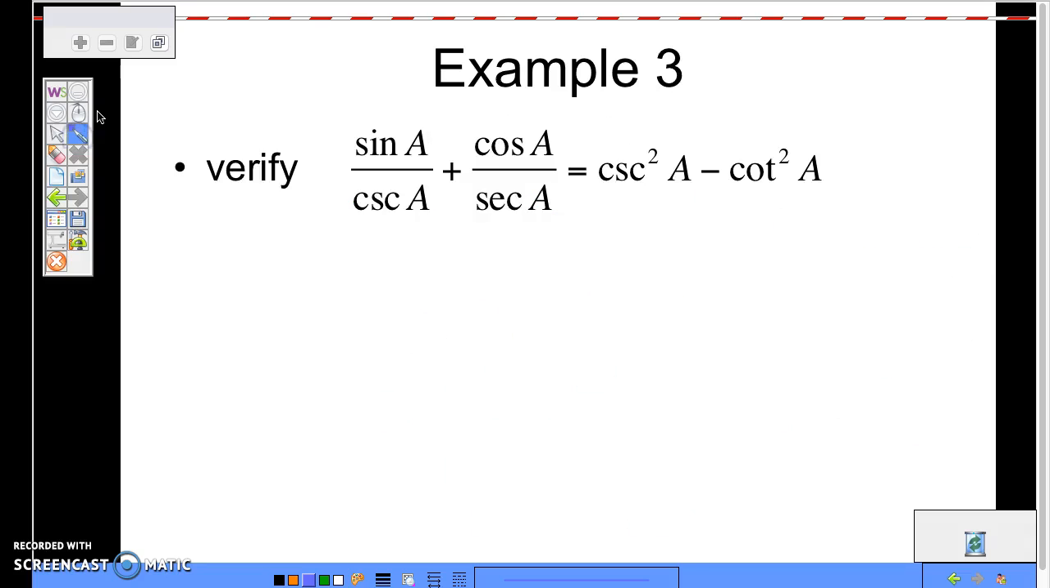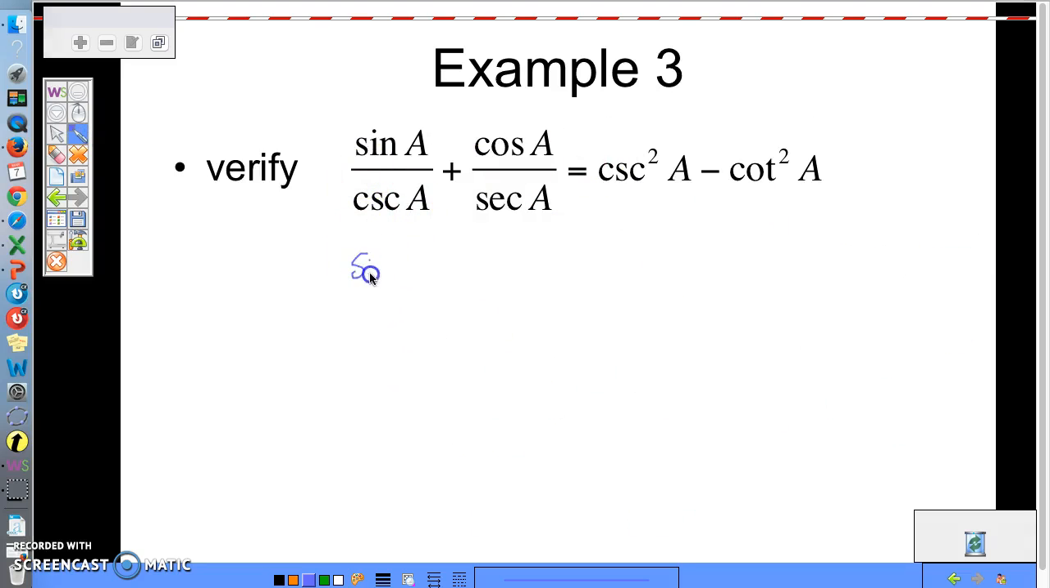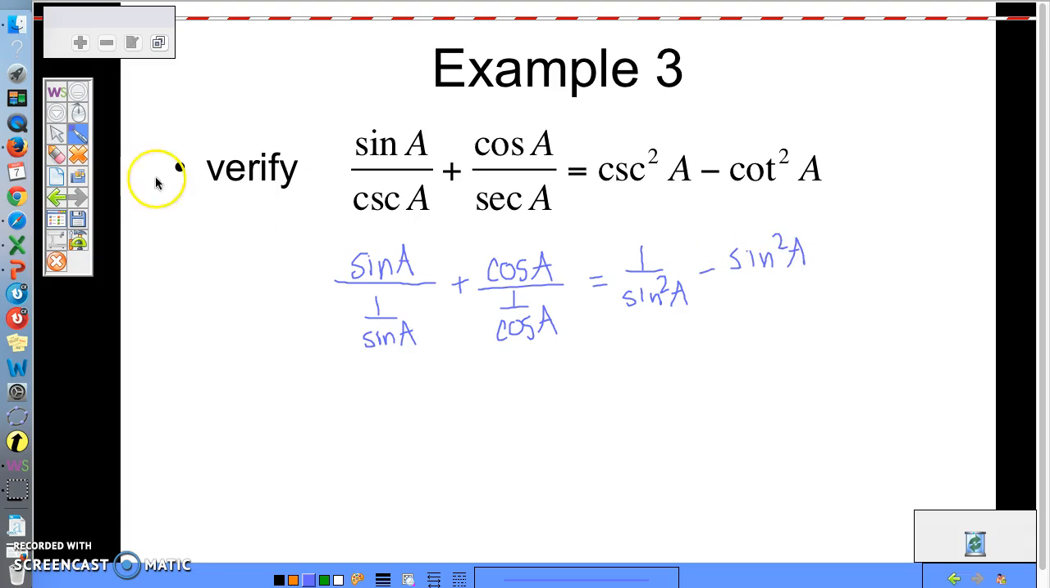So this next one, let's see everything in terms of sine and cosine. Well, this is the sine of A divided by 1 over the sine of A plus the cosine of A over 1 over the cosine of A equals 1 over the sine squared of A minus sine squared of A. Oh no, this is cotangent. So what is cotangent again? Cosine over sine. So cosine squared of A over sine squared of A. So when you divide fractions, you multiply by the reciprocal.